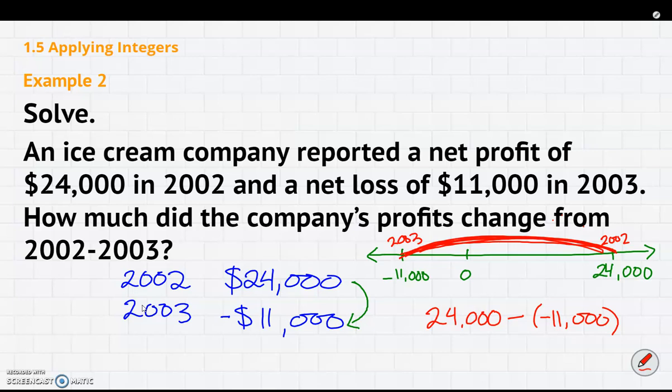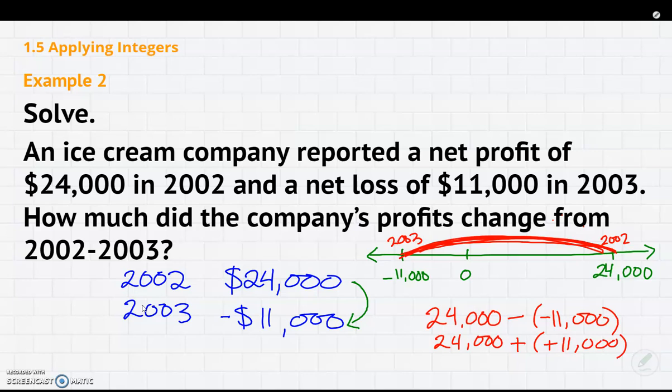Okay? Now we could use our subtraction rules, and our subtraction rules say, step 1, keep the first number. Step 2, change the subtraction sign to addition. And step 3, change the sign of the second number. Currently it's negative 11,000. We will make it positive 11,000. Okay. Step 4 says use your addition rules to solve.